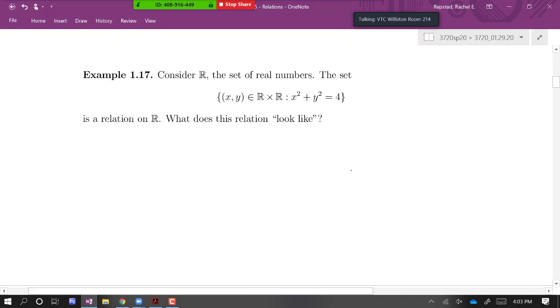Like if we just, here's R cross R, right? That's the real line. Here's the real numbers by the real numbers. So we can plot points. What is one pair, xy pair, that's in that relation? X squared plus y squared equals 4.